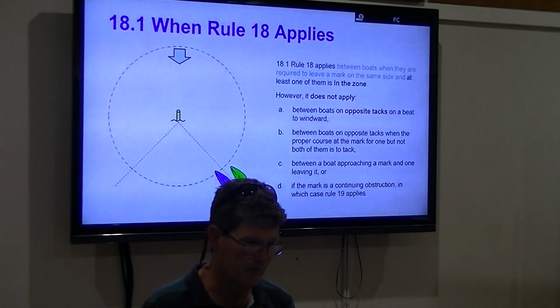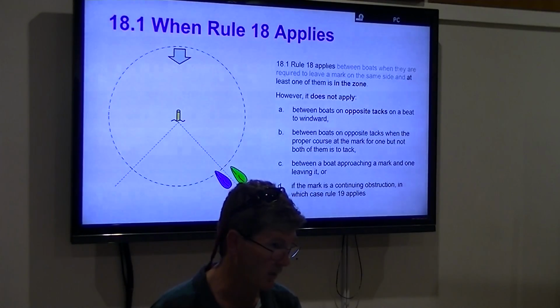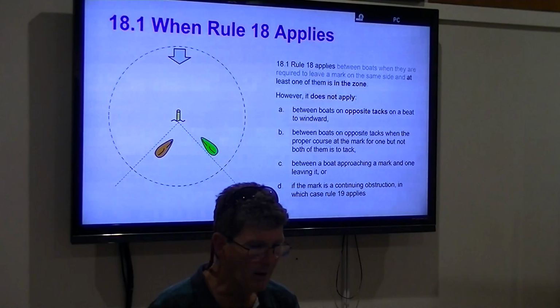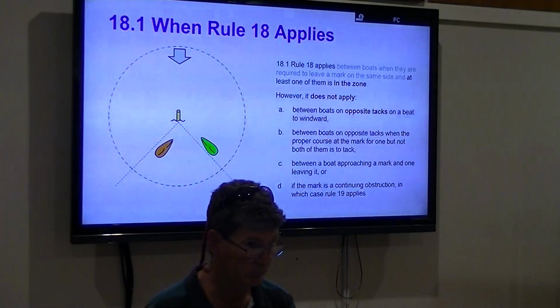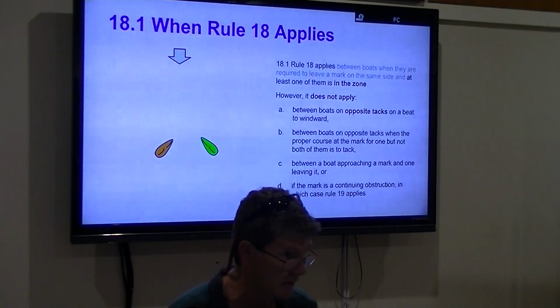Okay, here we have 2 boats. Does Rule 18 apply? Yes. Exactly. One of them is in the zone. It's touched the zone. So that's good. 2 boats. No zone, no mark, because they're on opposite tacks and it's a beat to windward.